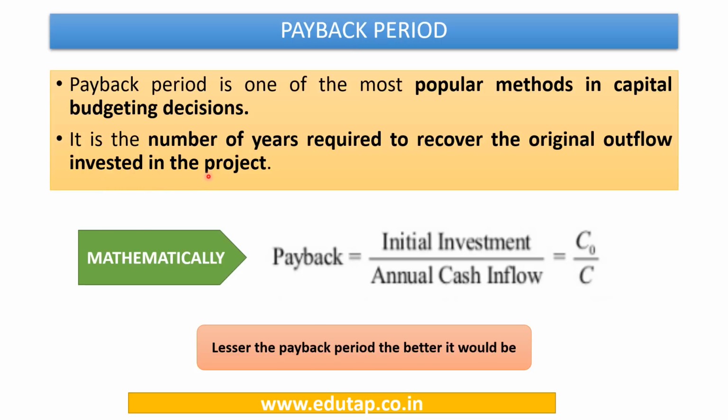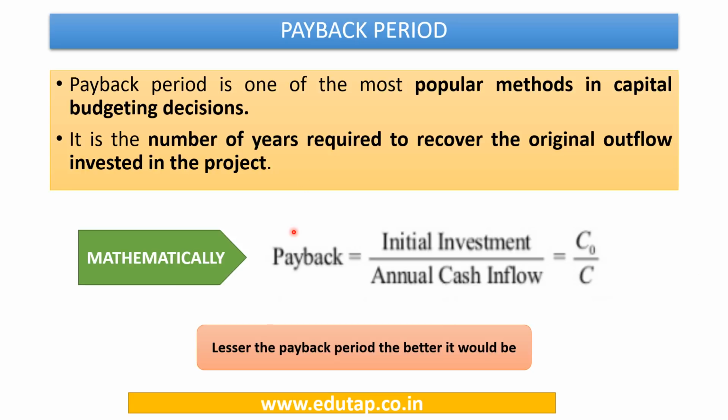For example, you have invested rupees 100 in the project, and that project is giving you an annual return of rupees 10. This means it is going to take 10 years to recover your initial investment, so the payback period is going to be 10 years. Mathematically, the payback is equal to initial investment, that is 100, divided by annual cash inflow, that is 10. This means 100 by 10, or 10 years, is the payback period.